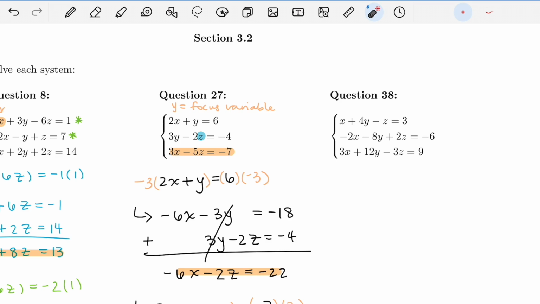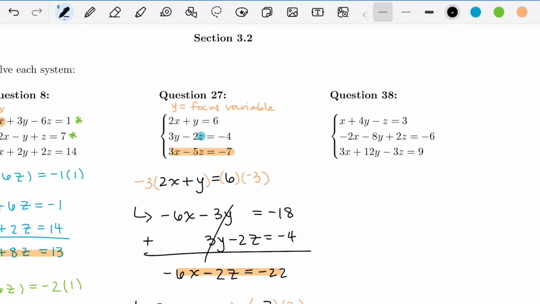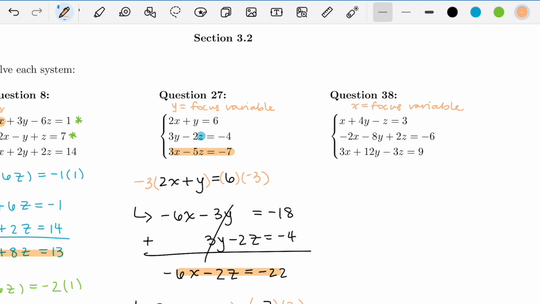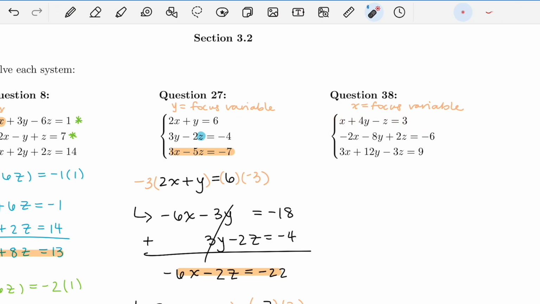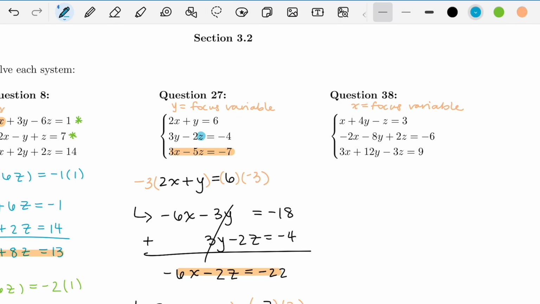Now for this last example here, we're going to do the same thing. In this case, I'm going to pick x as our focus variable here. What we're going to do is use this working equation here to eliminate that variable, and we'll do so with this second equation here. So in order to eliminate our x's by adding these two equations together, I'm going to multiply this first equation by a factor of 2.